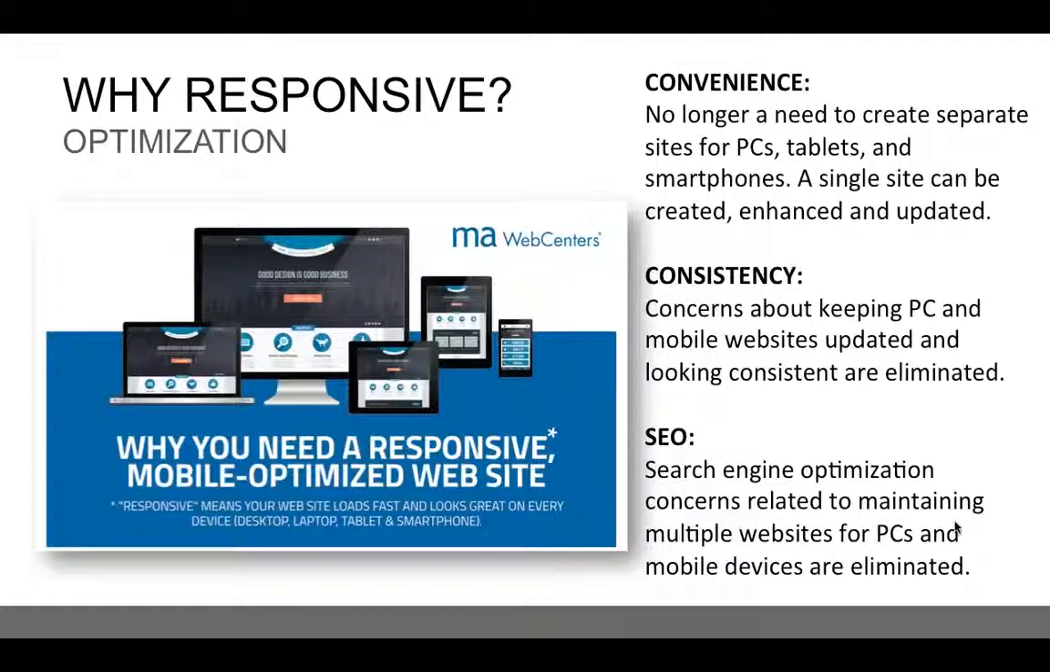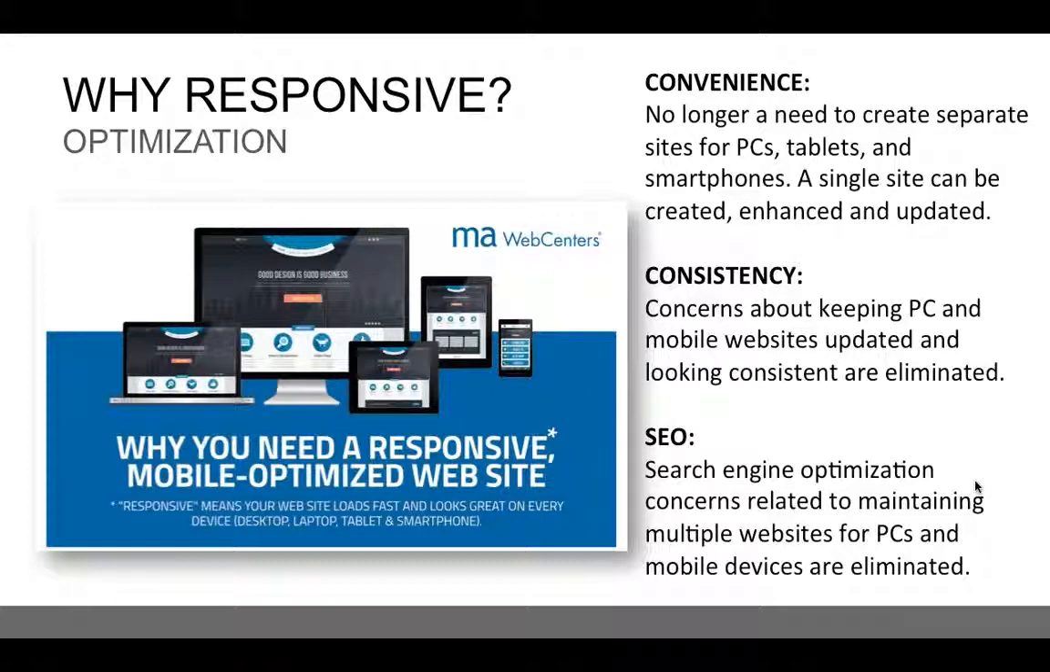Let's talk about why we should go responsive and the optimization behind it. Well, really, convenience. No longer a need to create separate sites for PCs, tablets, and smartphones. A single responsive site can be created, enhanced, and updated. Instead of the older version, where you had a site that didn't adjust depending on the screen size, you had to build multiple types of sites and then manage that. With the DRS, we used to have the regular site, and then you could create a mobile version, but that was really two separate areas. Then you had to build, maintain, and edit, which just took a little bit more time.